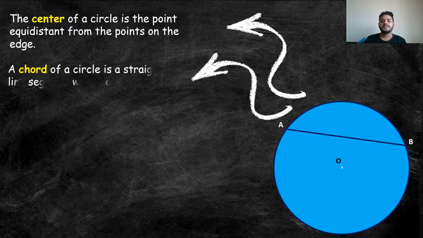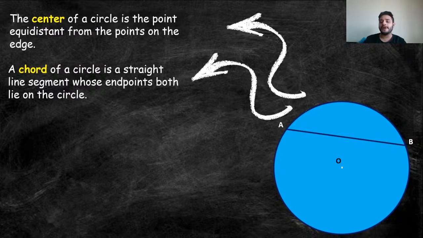Moving forward, the next very important thing is the chord. A chord of the circle is a straight line segment whose endpoints both lie on the circle. That means the place from where it starts is on the circle, and the place where it ends is on the circle. There can be n number of chords in a circle. There is no fixed number to which it has to be limited. You can draw n number of chords in a circle.